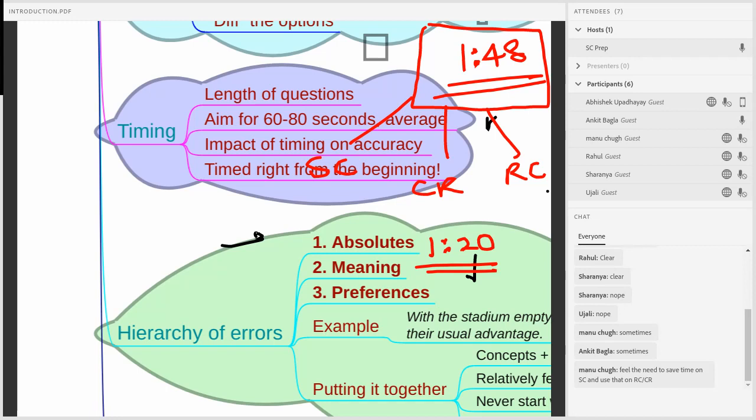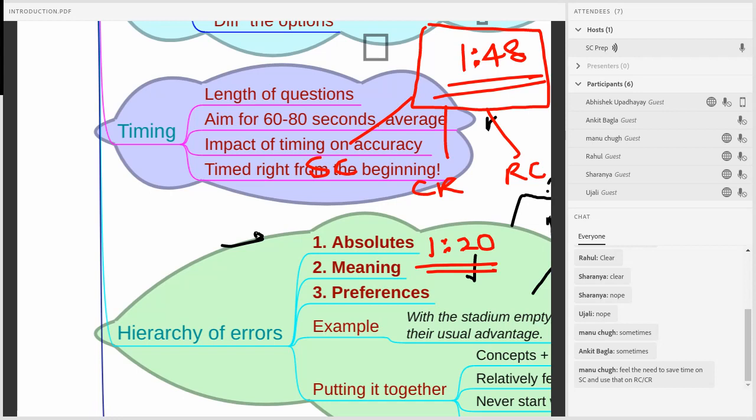Yeah, Ankit, go ahead. Absolutely, absolutely. We have to create the room because, as you said earlier, SC is the only thing that is testing a lot of concepts. So if we improve on that, if we can bring the time down for SC, then we have a lot of margin for CR and RC, in which it is more difficult to comprehend the language as compared to SC. Exactly.